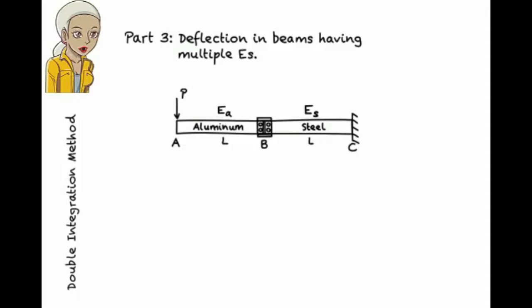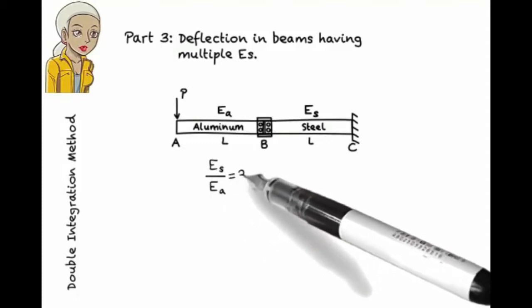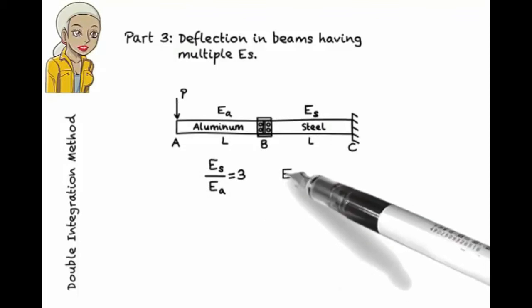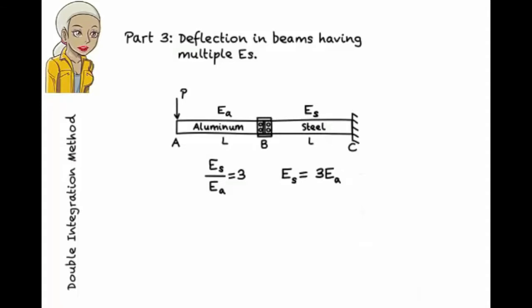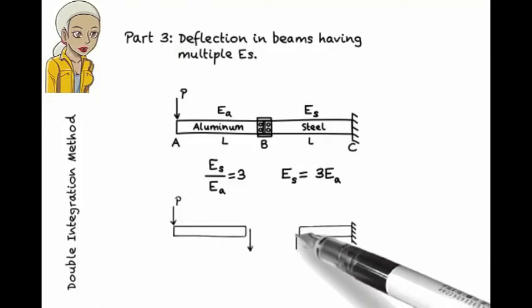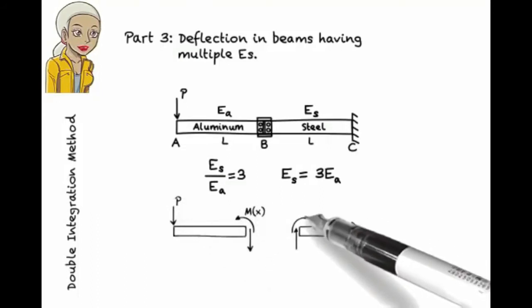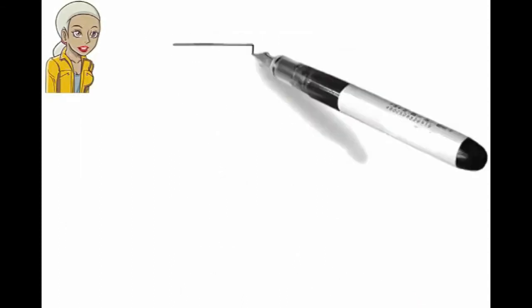For ease of calculations, let's assume the ratio of E sub S to E sub A is 3, or E sub S equals 3 times E sub A. Both segments have the same cross-section, therefore moment of inertia I remains constant for the entire beam. Since the beam is subjected to a concentrated load of P at point A, we can write the bending moment equation as M(x) equals negative Px. Similar to the previous example, here we need to set up two deflection equations, one for the aluminum segment and one for the steel segment.